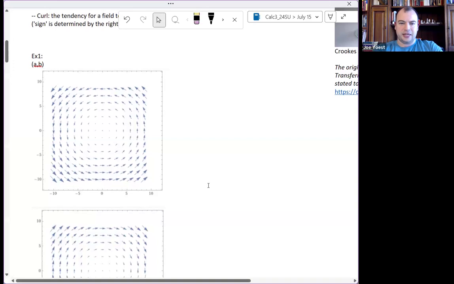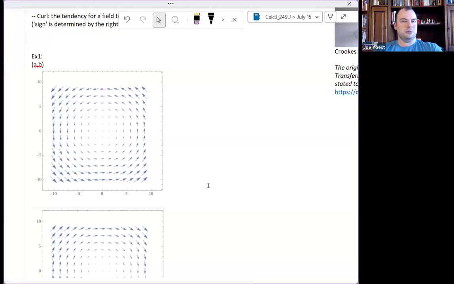So let's take a look at 6 different vector fields here and decide, just roughly speaking, whether we think that for most points in the vector field, the divergence is positive, negative, or 0, and the curl is positive, negative, or 0.